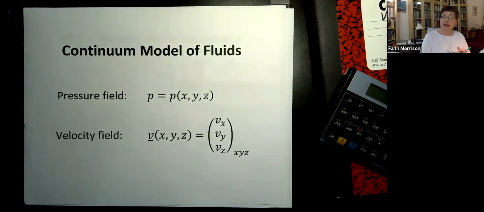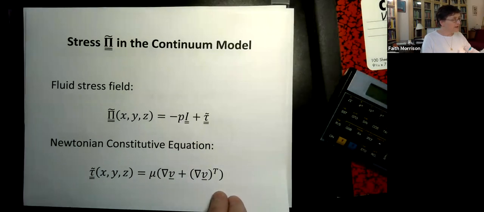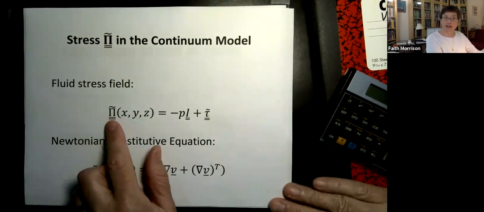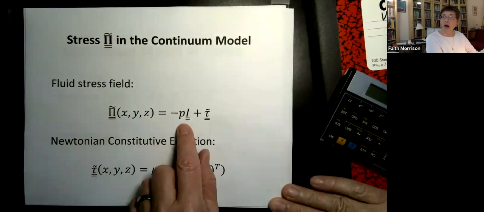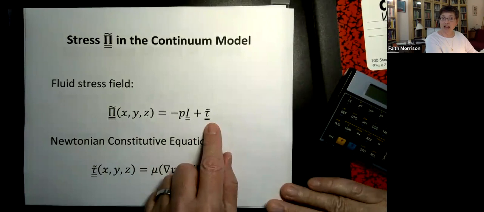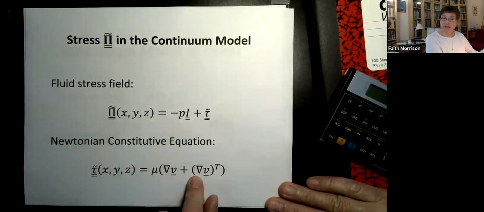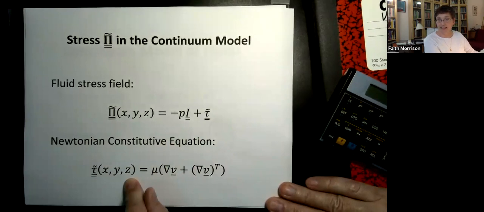I'm not deriving everything from the beginning, but I'm showing you what the pieces are, and the derivation is available in other places. The tool that we use to keep track of how stress is generated in a flow is the stress tensor. This pi is the stress tensor, and it is a combination of stresses that are due to pressure and stresses that are due to the velocity. The way that the velocity produces stresses is given by the constitutive equation.